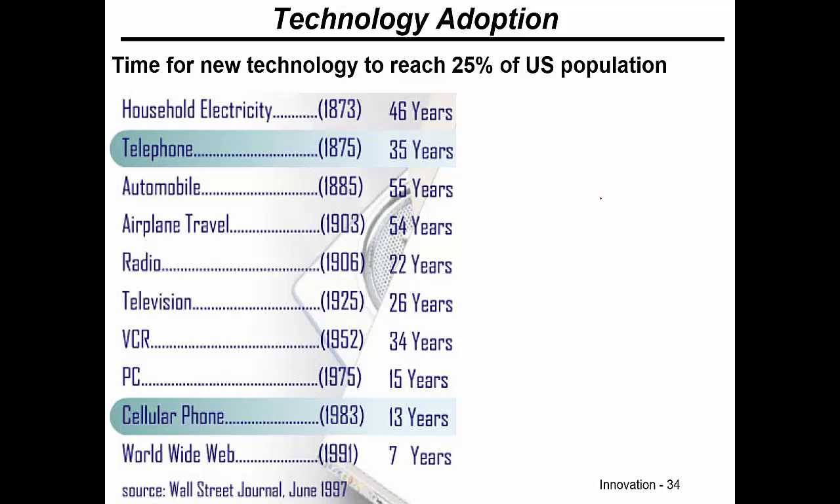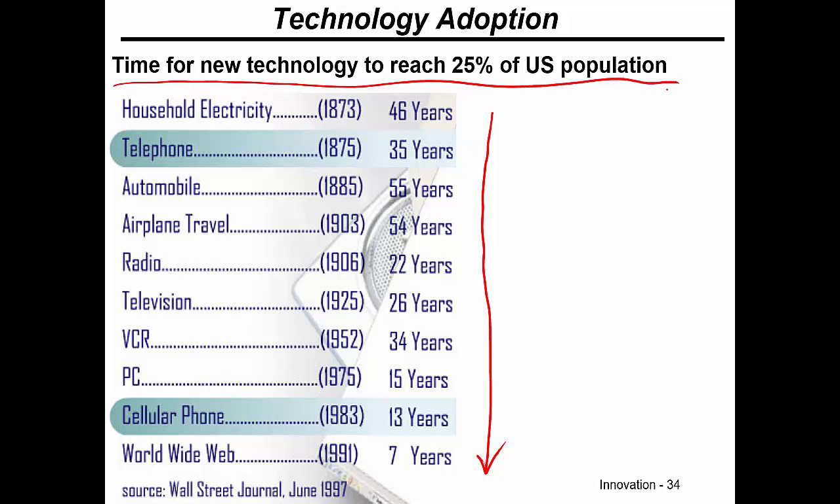And technology adoption rate has been speeding up. For instance, here we list some of the major innovations from the 19th century to the 20th century. We'll find out, for instance, the time for a new technology to reach 25% of the US population: household electricity took 46 years, automobile took 55 years, but cell phone took only 13 years, and the World Wide Web took only about 7 years.